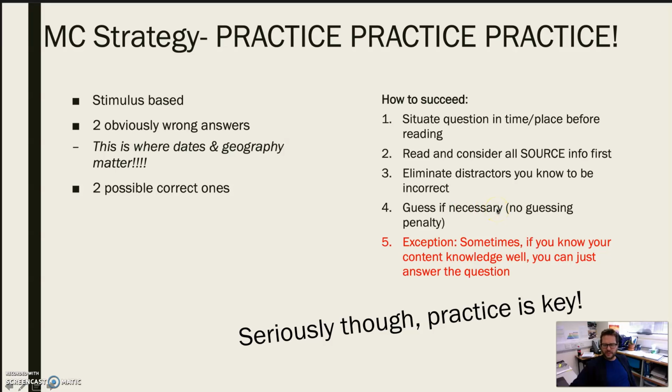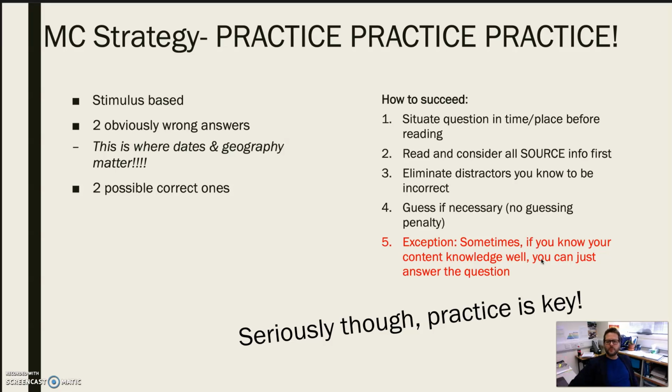There's no penalty for guessing wrong. Now there is an exception. Sometimes if you know your content well, you can just answer the question. Where you would want to avoid this is if it says, based off of the quote above, what is the best answer. You need to make sure that you're looking at that quote. Sometimes it's just like, what year did Columbus sail the ocean blue? And if you know 1492, which obviously there's not going to be a question like that, but that's the gist.